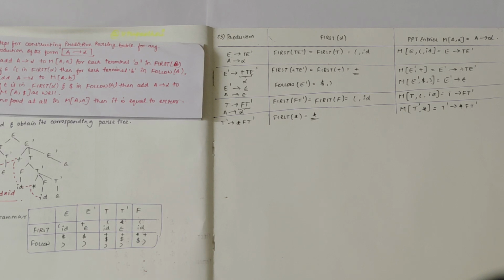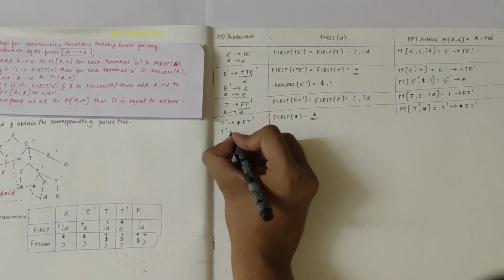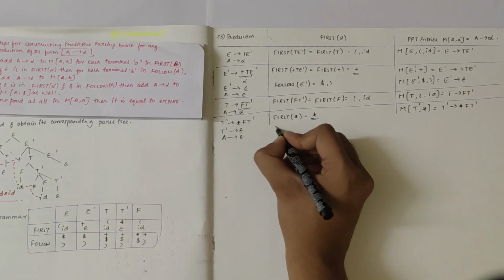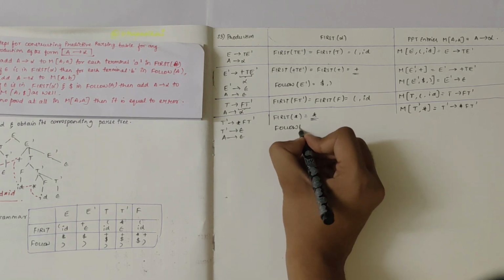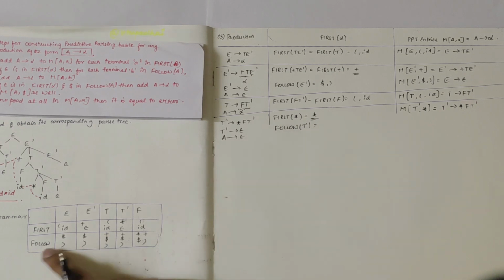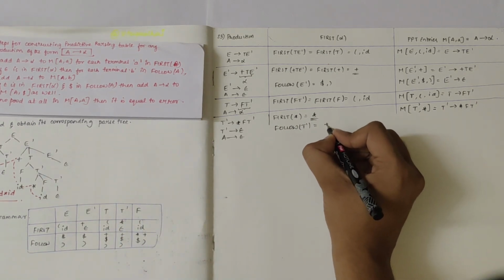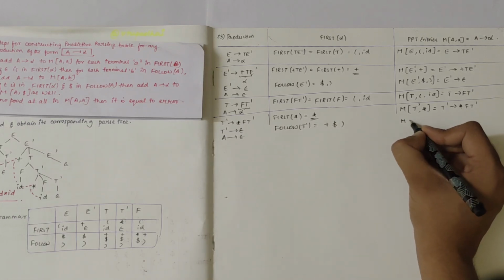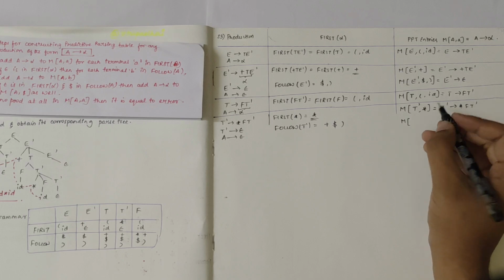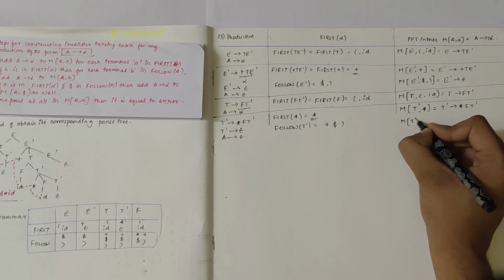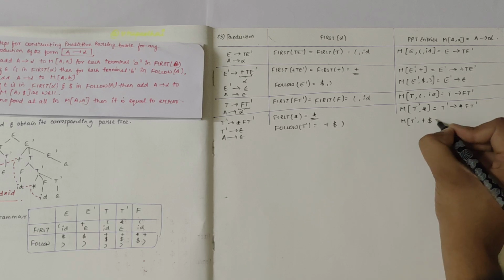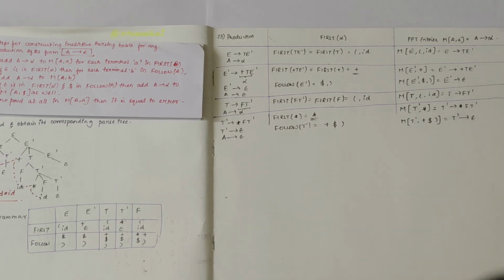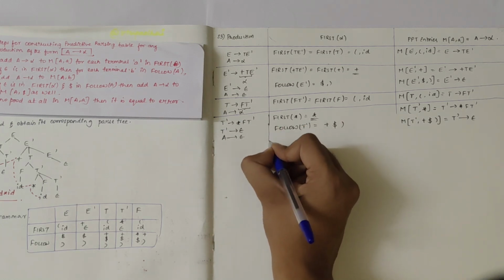Moving on to the next production, that is T dash derives epsilon. Comparing it with A derives epsilon, in that case we have to write follow of T dash. Follow of T dash is plus, dollar and close parenthesis. So here it would be M of T dash comma plus, dollar, close parenthesis would be equal to T dash derives epsilon. So we are done with the T dash production.